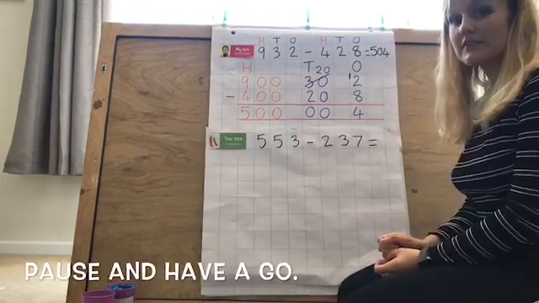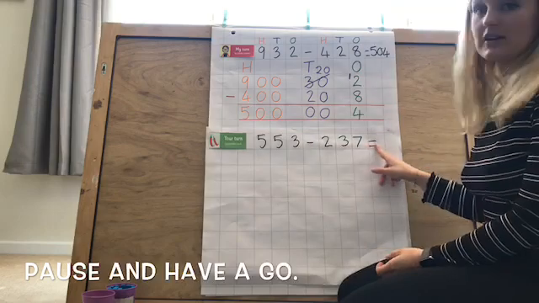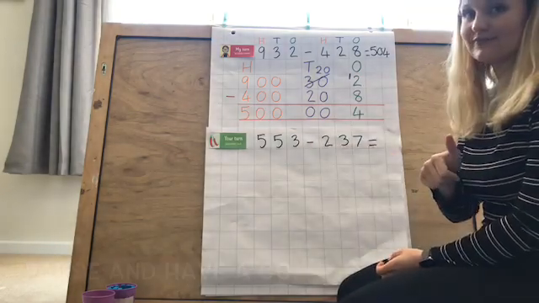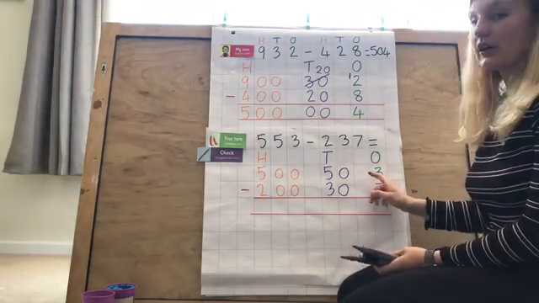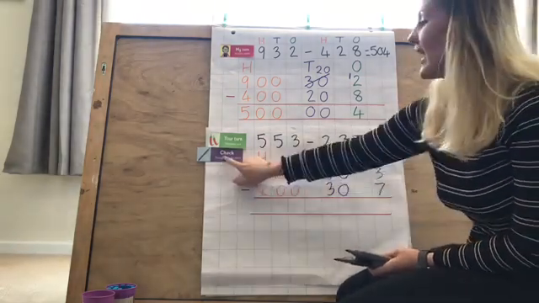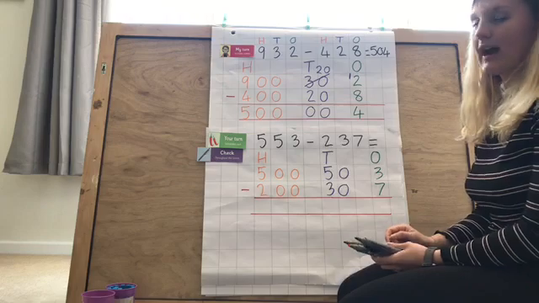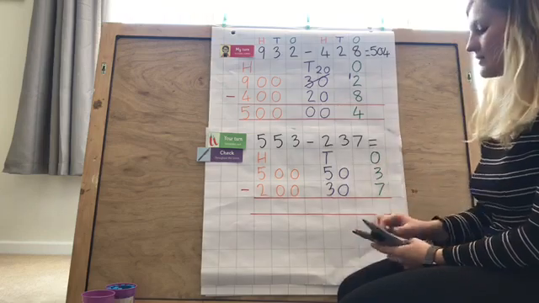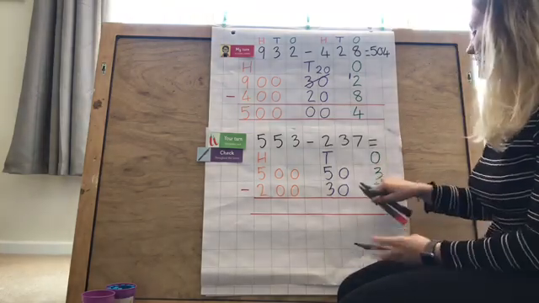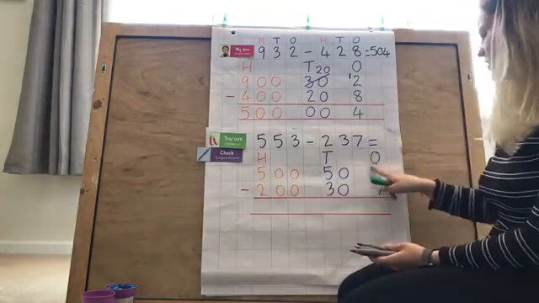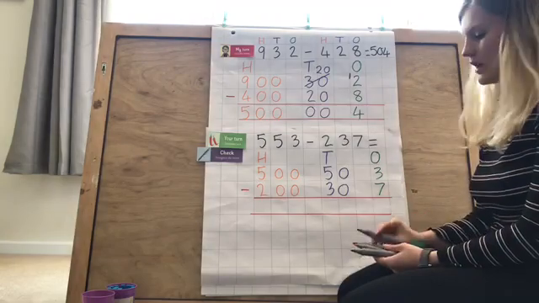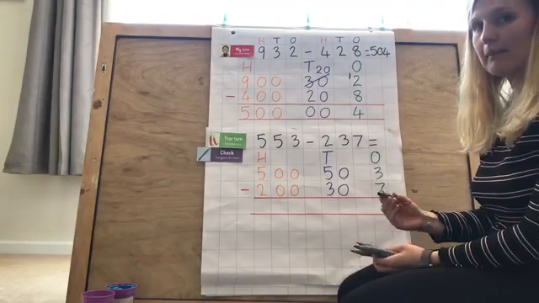Right, I'd like you to pause the video and have a go at this question here. Off you go. Okay, I hope you had a good go at that. Now we're going to have a go at checking it together to see if you got the right answer. So remember, we always start at the ones. So it's 3 take away 7. Now I've hit that problem again. I don't have enough ones. So where do I need to borrow it from?